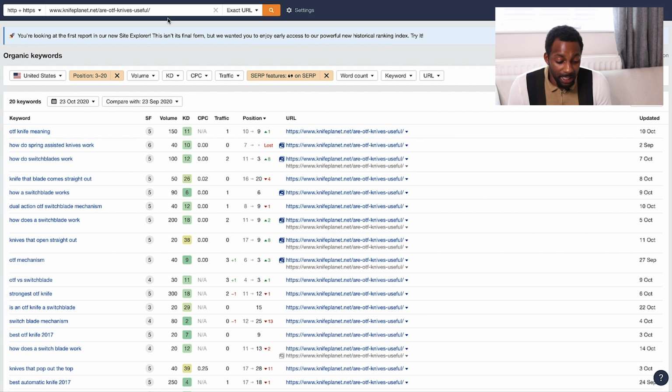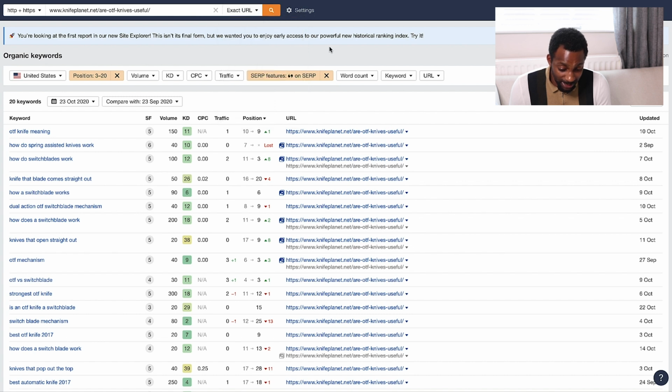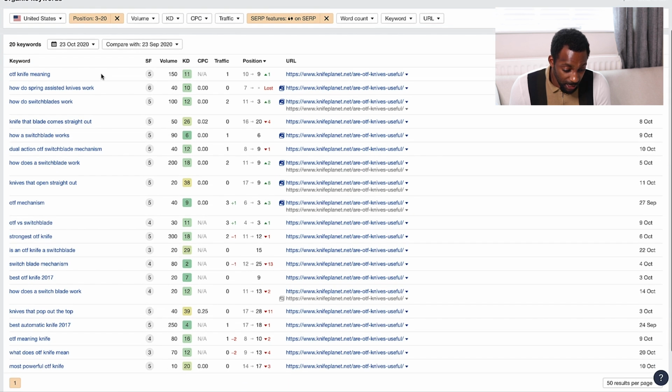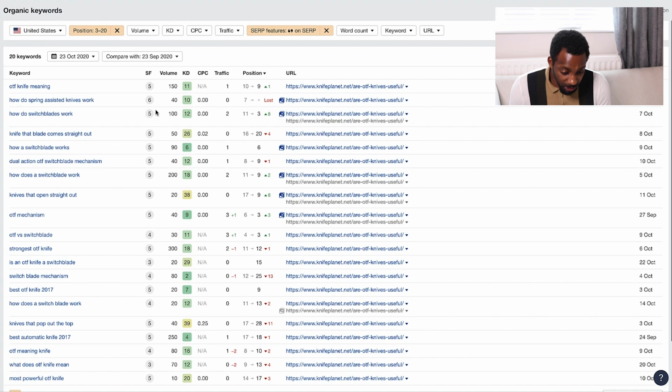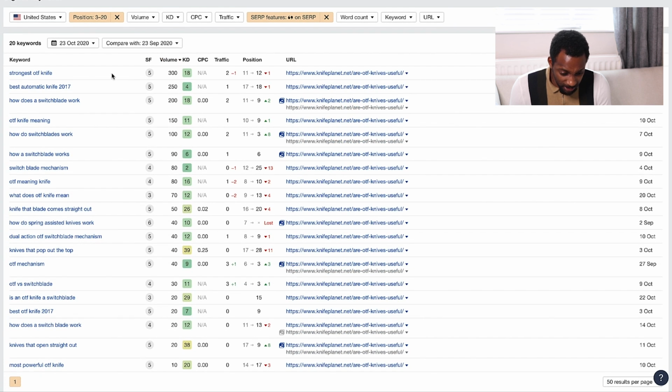So what I just did here is I changed it to this specific article instead of the entire website. So we can see here that it's now at exact URL. What this does is it shows us the exact keywords that they're showing up for in positions 3 to 20 for this particular article. So you can see they've got like 20 keywords in those positions. So what we want to do is usually sort by volume. You want the highest volume ones. Then we can start to optimize.